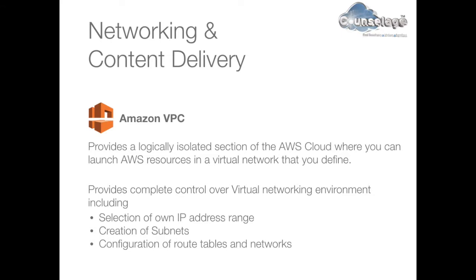For example, you can create a public facing subnet for your web service that has access to the internet and place your backend systems, such as databases and application servers, in a private facing subnet with no internet access. So basically, you can leverage multiple layers of security, which include security groups and network access control lists, to help control access to EC2 instances in each subnet.